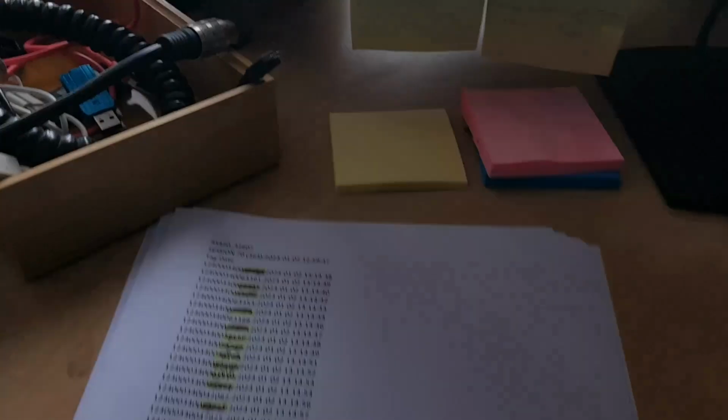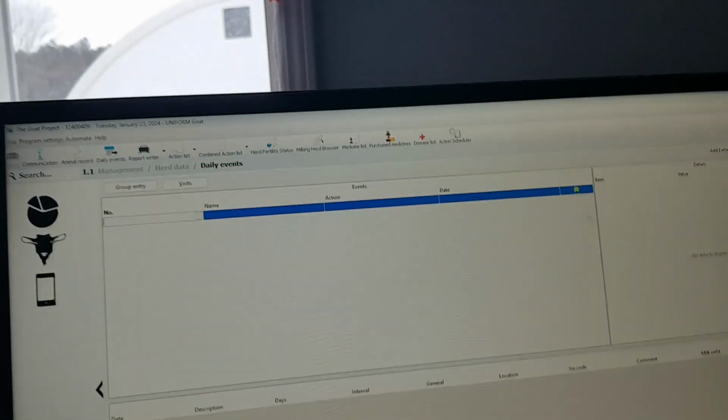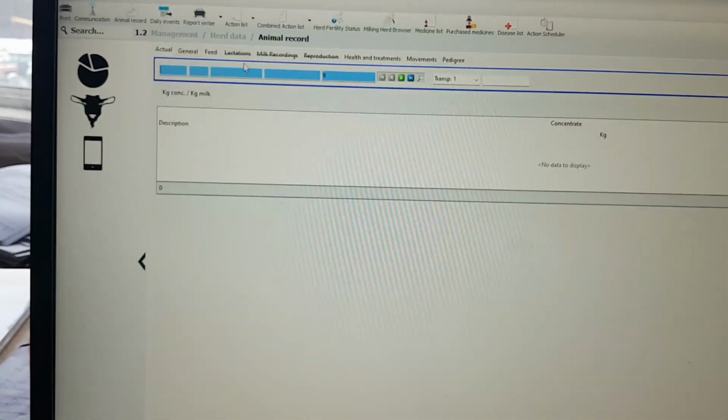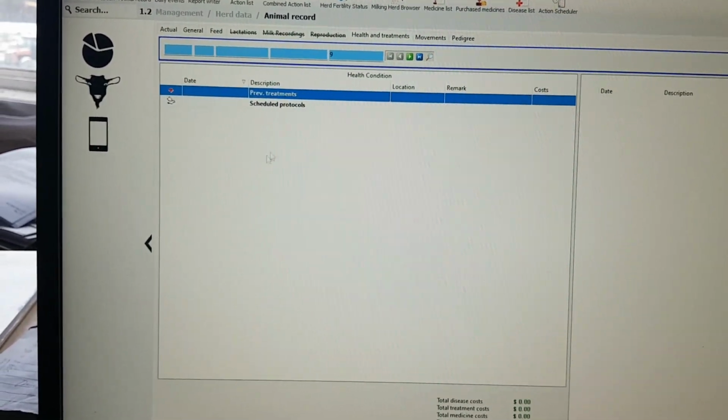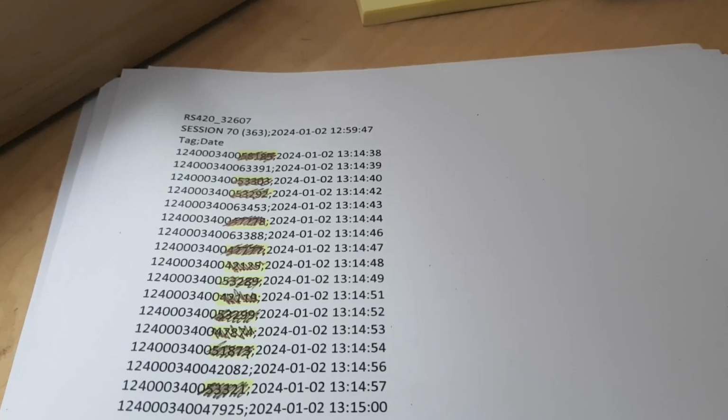There we go. Now if I look up any one of these individual numbers that I've done and crossed off, that would show up in the program under their health and treatments. It would show up here if I was to look up any one of these individual numbers. Right?